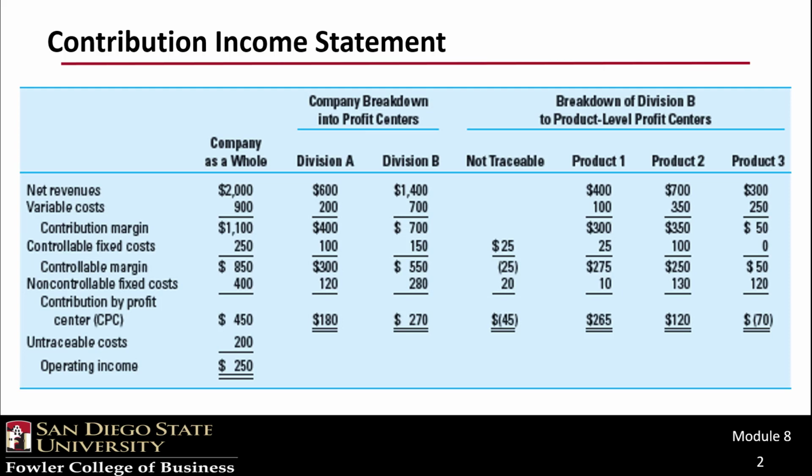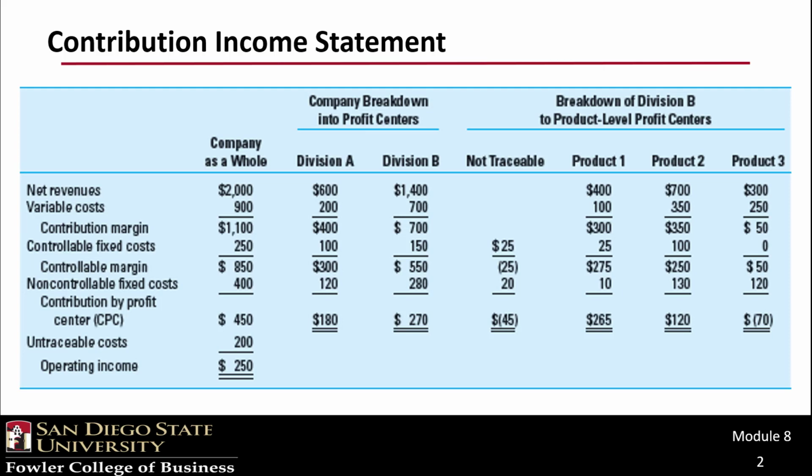Positive values for CPC mean that the profit center, be it a division or product line, is covering all of its traceable costs, both variable and fixed. Since a portion of the fixed costs are not controllable but are traceable, CPC is a useful measure of the economic performance of a profit center, and it's a useful measure of the long-term performance of the manager. To evaluate the short-term controllable performance of the manager, controllable margin is preferred, since that excludes non-controllable fixed costs.